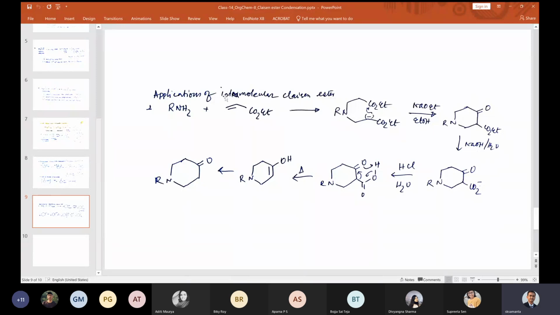So basically, how I can give this question is that I will give you these 2 starting materials, and I will give you 1 NaOH in ethanol, 2 NaOH in water, 3 HCl in water, and 4 heat treatment. What would be the product? So then this would be your sequence.